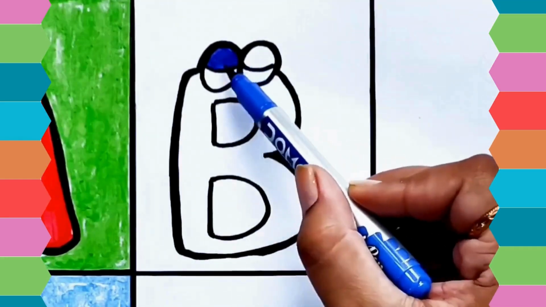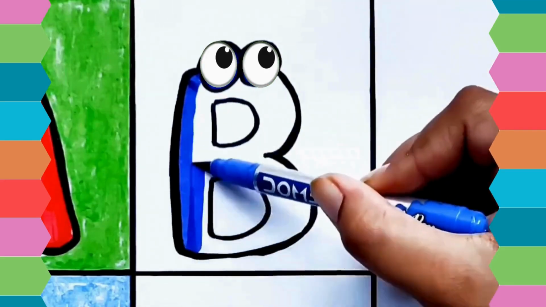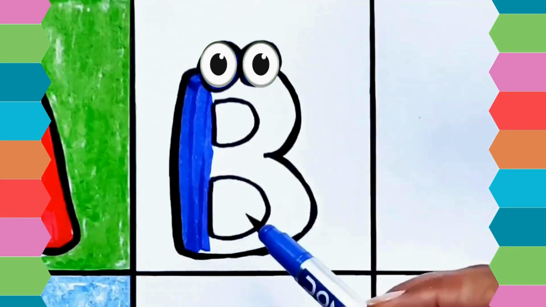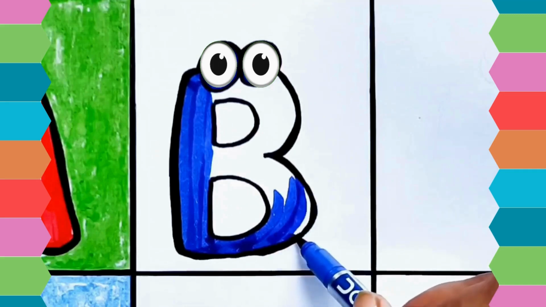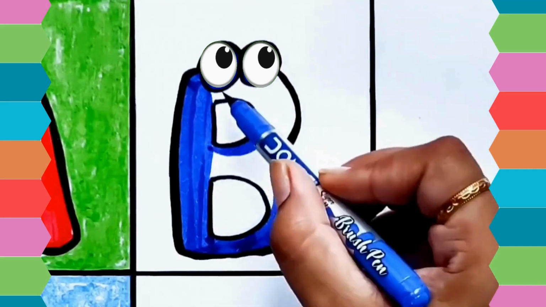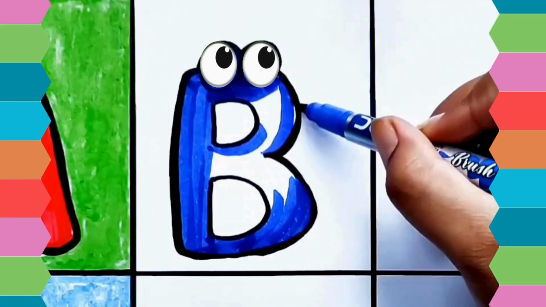Let's color the letter B blue. Let's dance the alphabet around. Each letter's got a joyful sound. From A to Z we'll sing and shout. Let's learn what each one's all about.